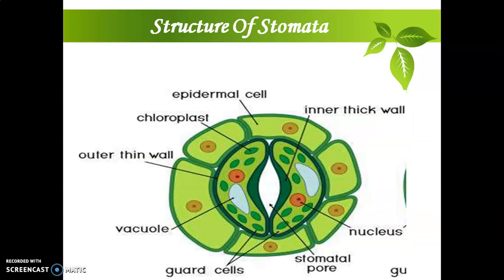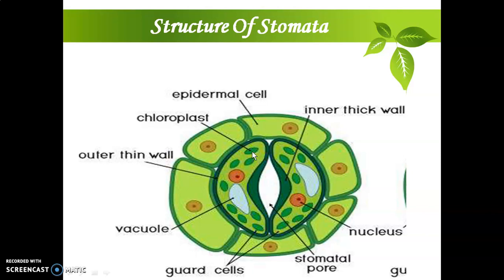Structure of stomata. The pore present in between is called the stoma. This stoma is surrounded by two cells called the guard cells. These guard cells vary in shape in different plants. Mostly in dicot plants these are kidney shaped, and in monocot plants these are dumbbell shaped.